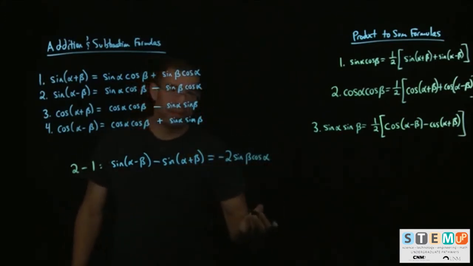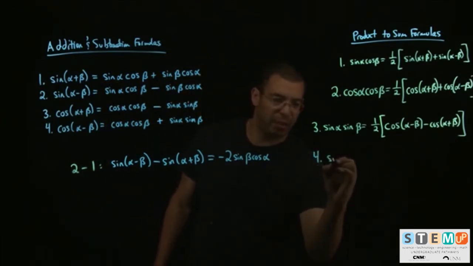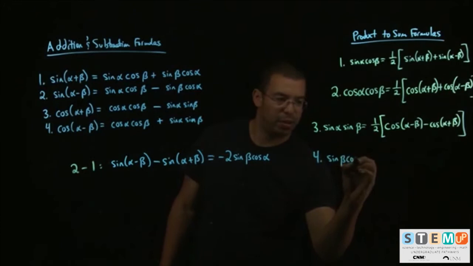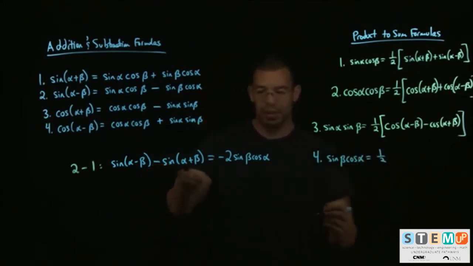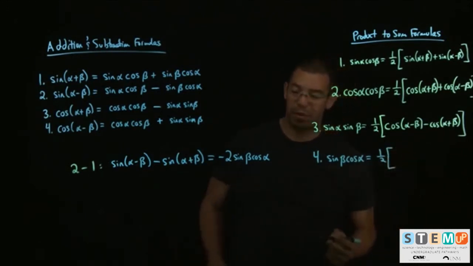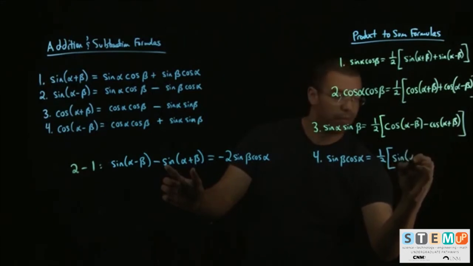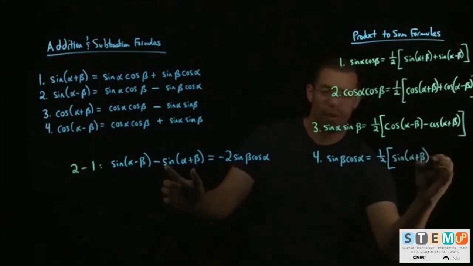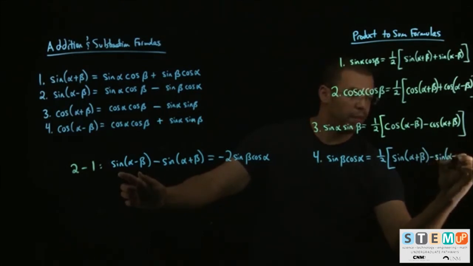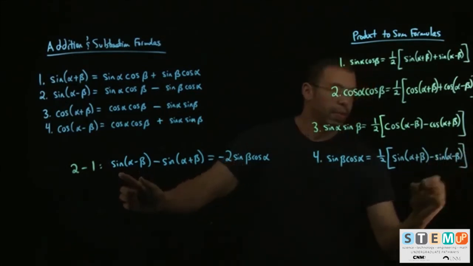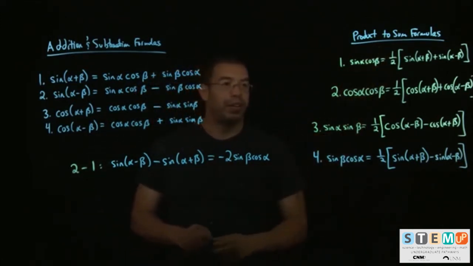And now we'll do the same thing we did before. So I'm going to be left with a sine beta cosine of alpha is equal to 1/2, just dividing everything by 2 and distributing that negative. So remember, distributing the negative, this is going to become positive. And then this is now negative. Okay, and so that's how we can rederive our product to sum formulas.